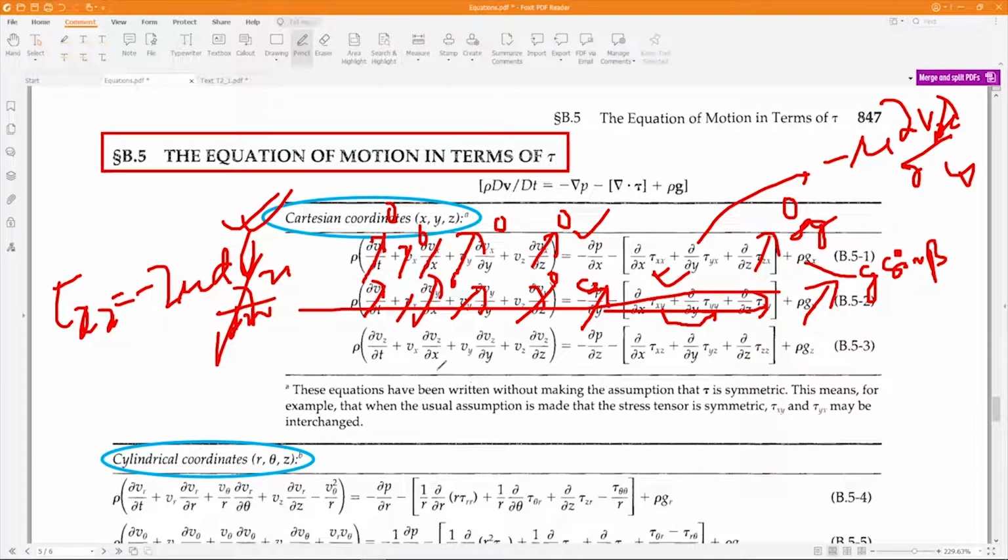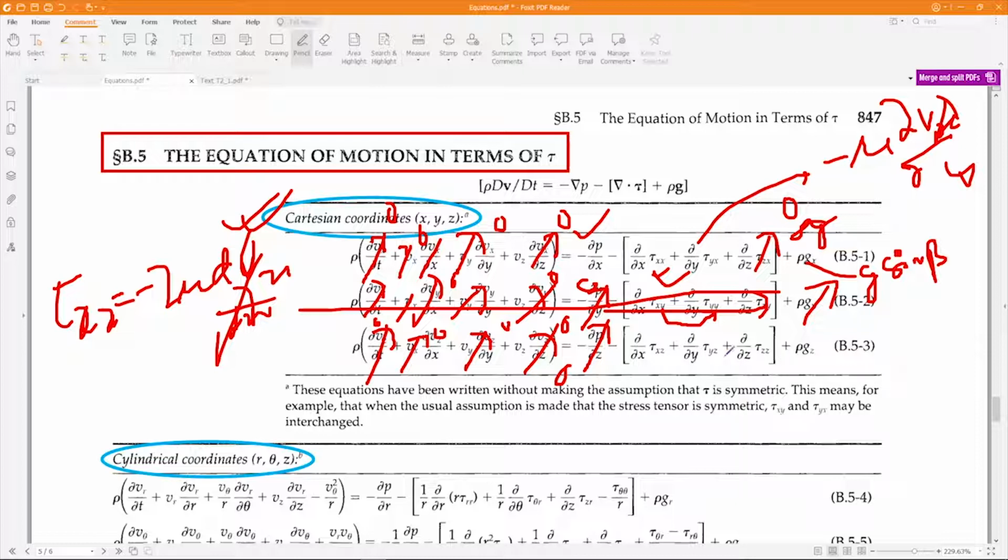Now solve the third equation. So for the third equation, you have this steady state, so no change with time, 0. Vx is 0, Vy is 0, Vz is non-zero, but it is fully developed. Vz is not a function of z. Okay, so this term will be 0. And there is no pressure gradient in z direction, 0.